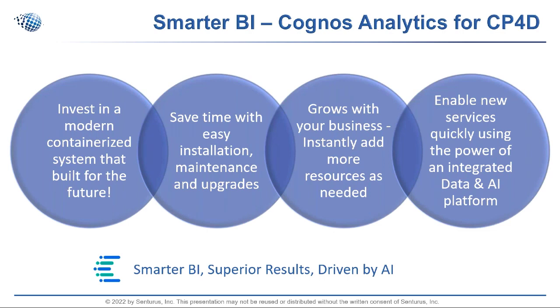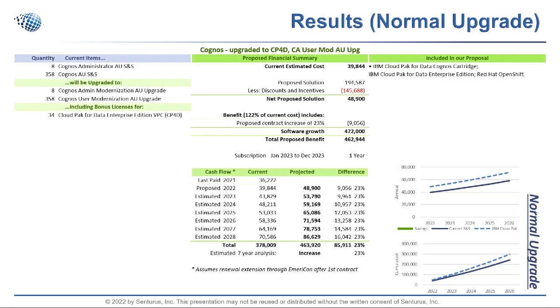It's important to note that the Cognos Analytics modernization is something that will do a lot of things for you. So if we look at the costs in this example, this is a live, real customer that had 366 users. They had 8 administrators and 358 authorized users. That would convert into the modernization tool plus 34 VPCs of Cloud Pak for Data.